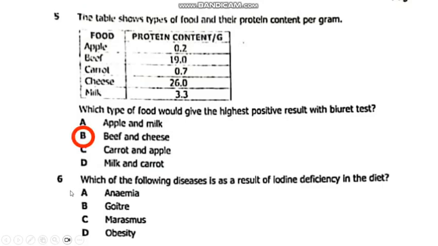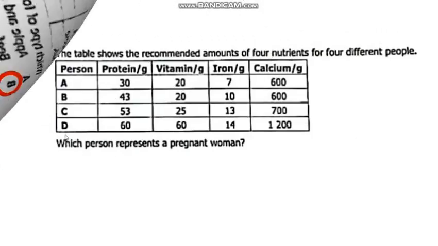We now come to our question 6. Which of the following diseases is a result of iodine deficiency in the diet? A, anemia; B, goiter; C, marasmus; D, obesity. So the correct answer here is B. Iodine deficiency in the diet leads to goiter.